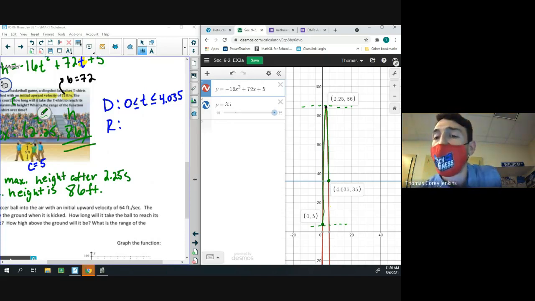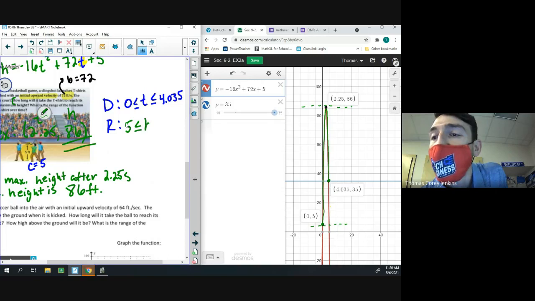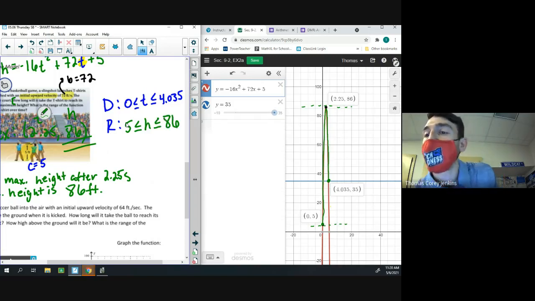So the way we write that in is 5 is less than or equal to the height is less than or equal to 86. So that means that the height of the thing is between 5 and 86 feet, okay? And again, we're getting into the nitty-gritty details only because we are using this graphing calculator. So we should be able to, okay?